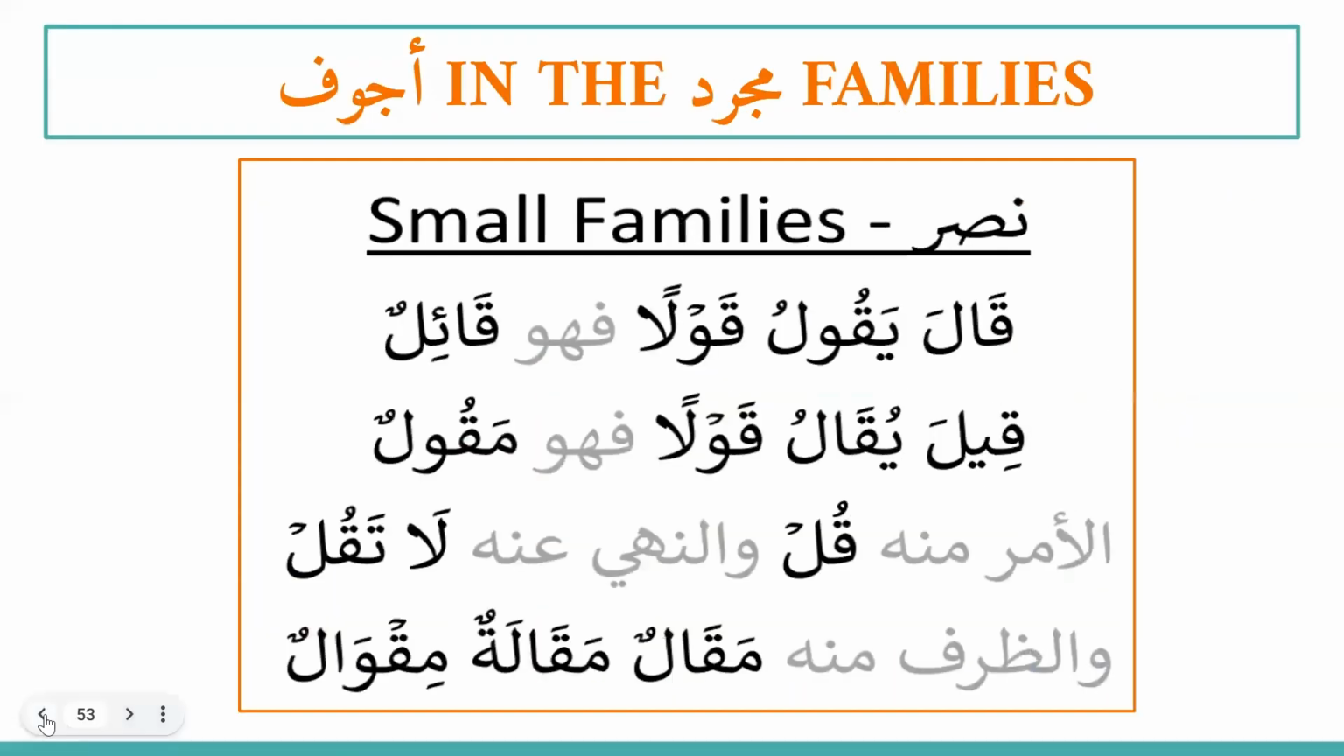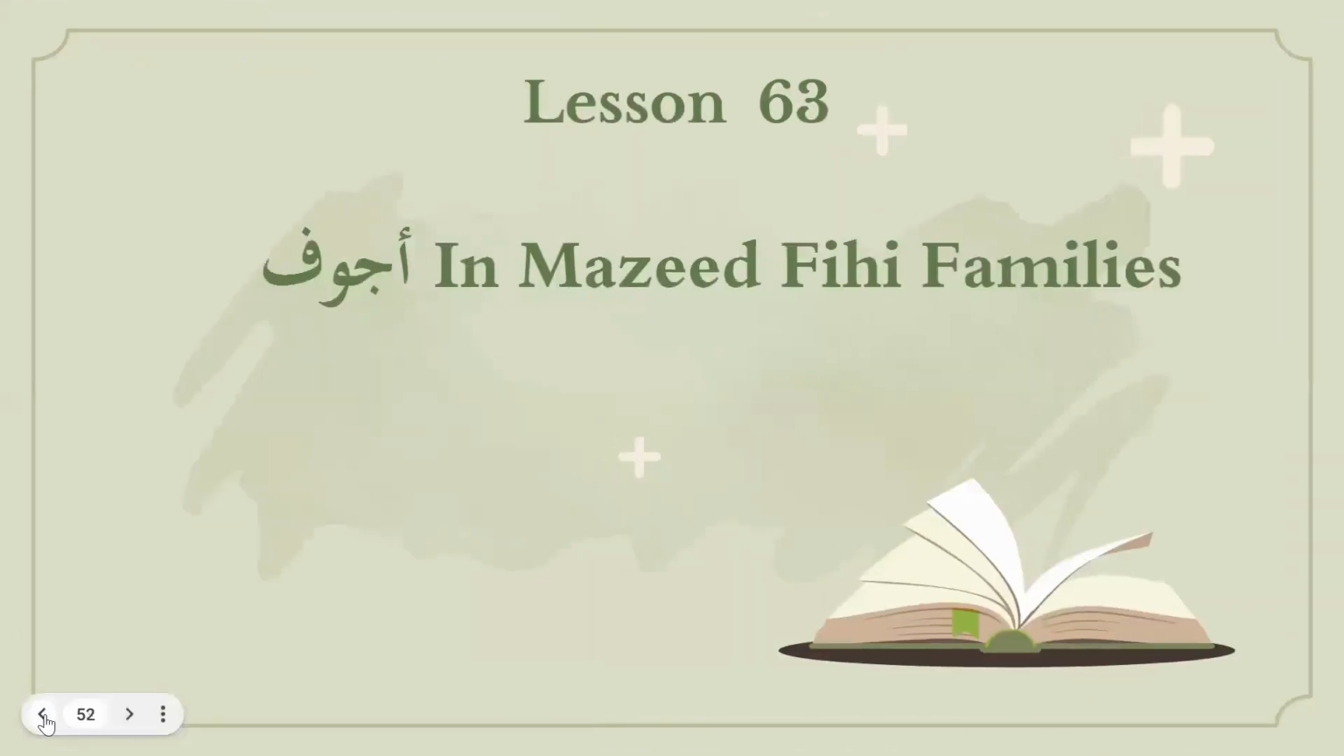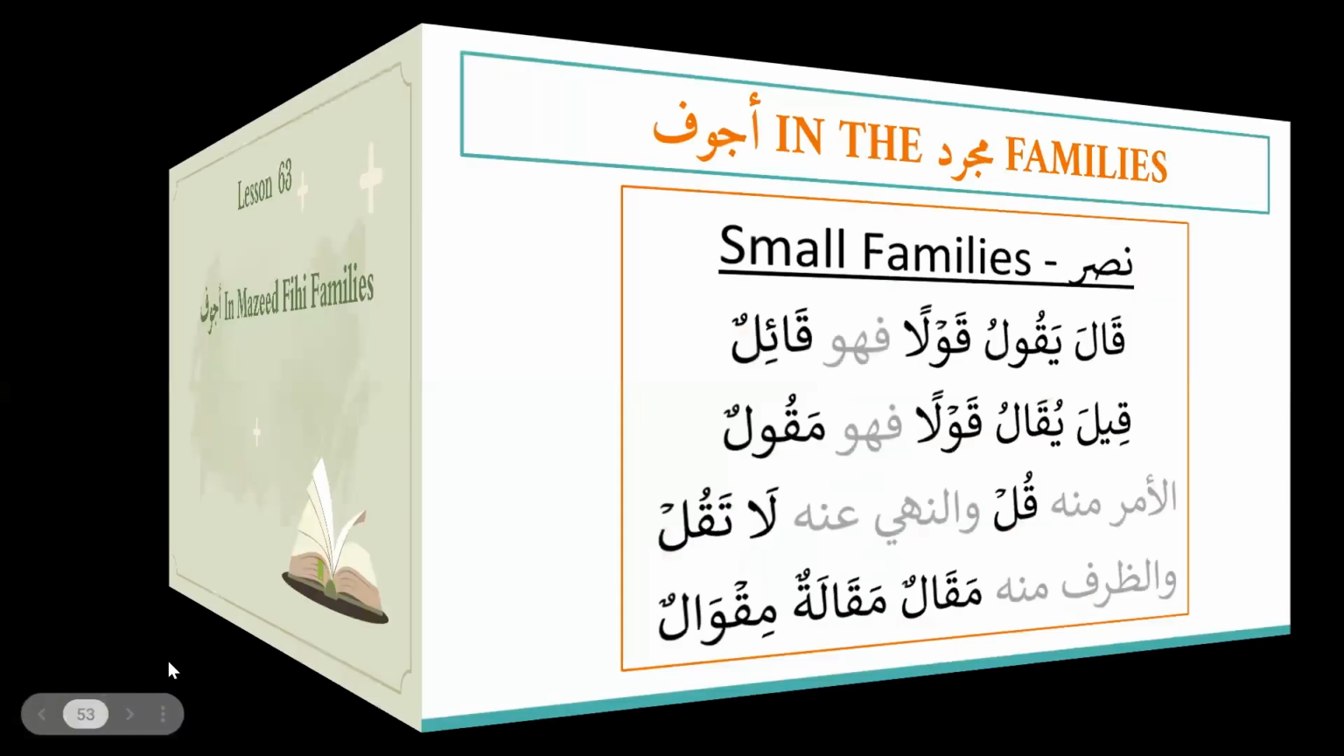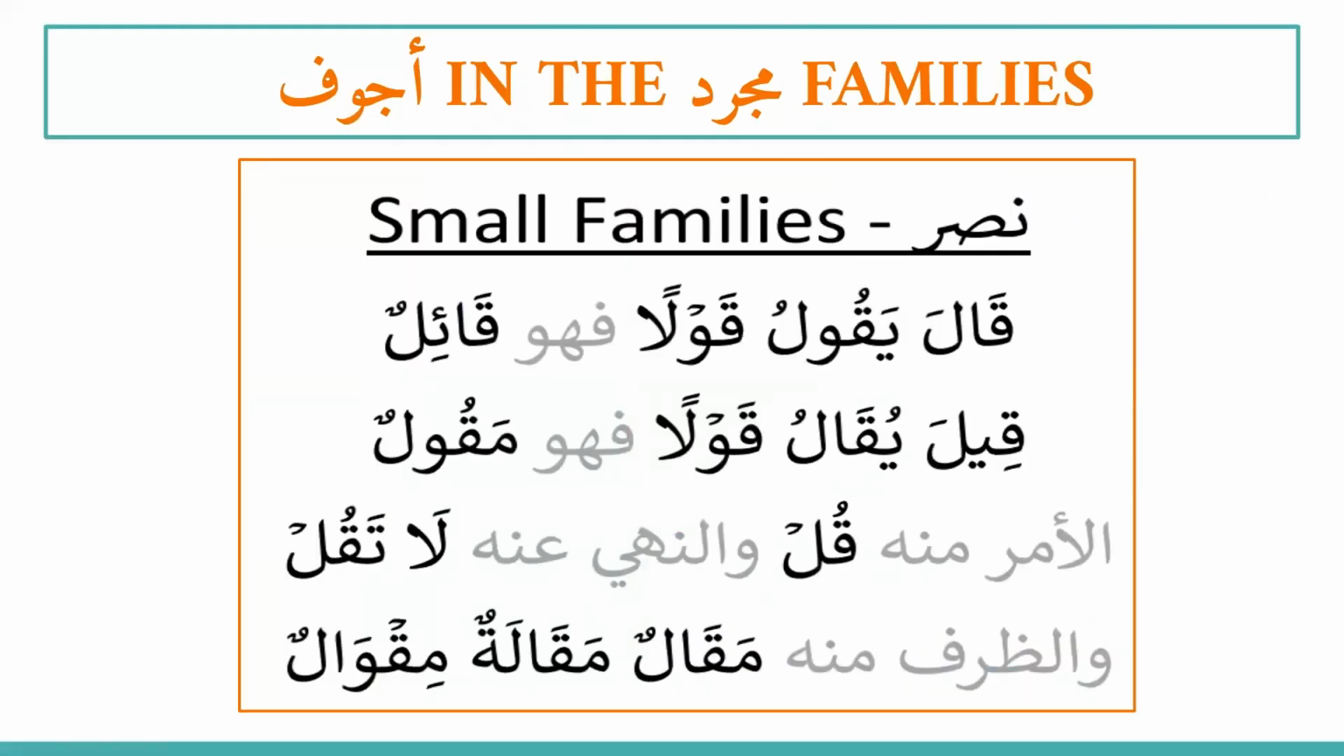In this video, lesson 63, we are going to study Ajwaf in Mazid Fihi families. Nowadays we are doing Ajwaf irregularity in our surf studies, and in previous lesson 62, parts 1, 2, and 3, we learned Ajwaf in the Mujarrad families. We did it in detail: the past tense, present tense, and other forms like ism fa'il and ism maf'ul.